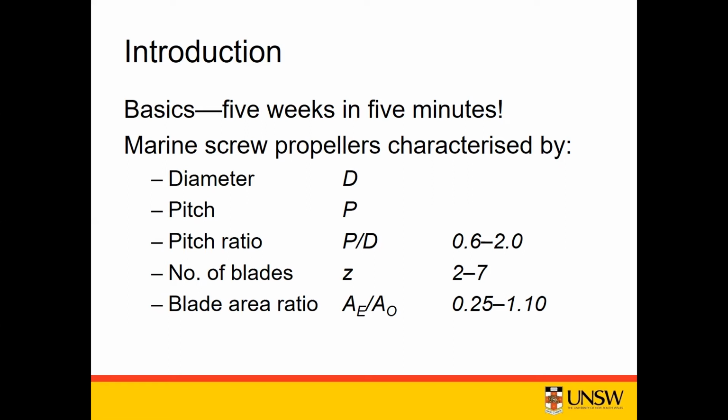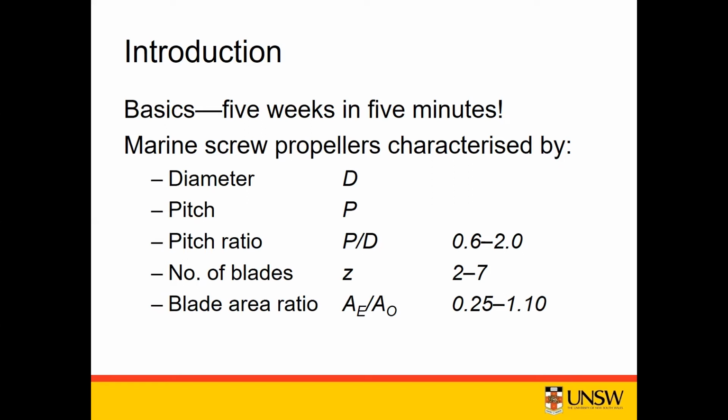The other parameter is the number of blades, which typically varies between 2 and 7. Two you usually find just on yacht propellers, where you can arrange to have the two blades vertically in line with the stern post. For most other vessels, it usually ranges between 3 and 7.